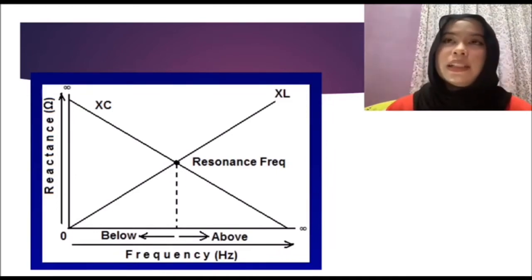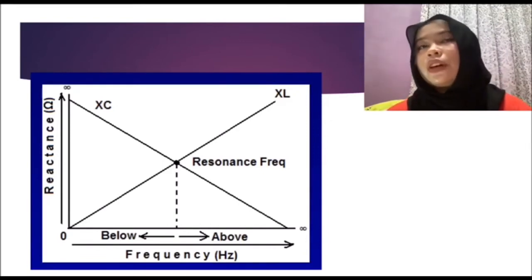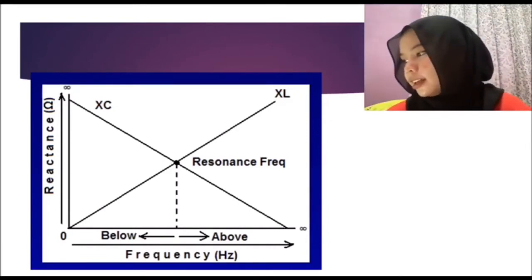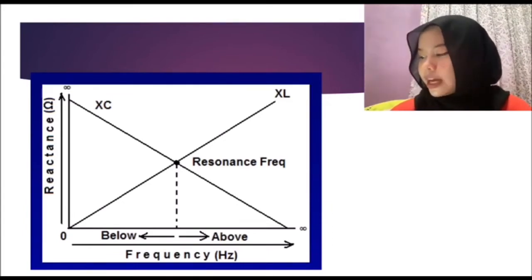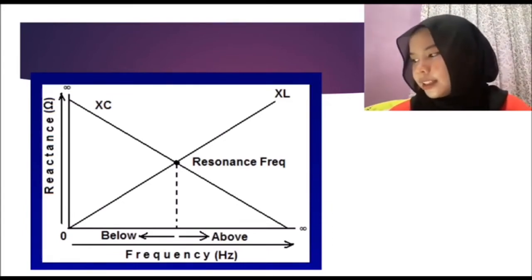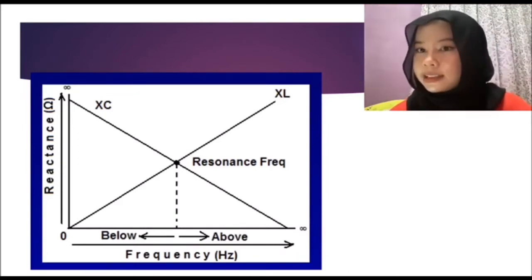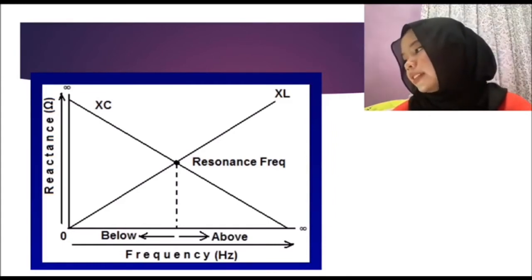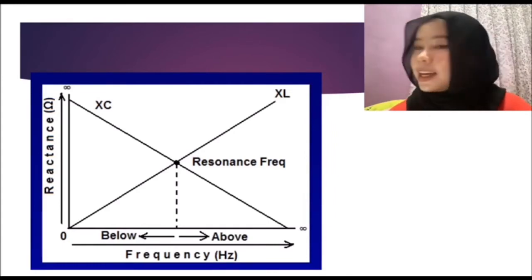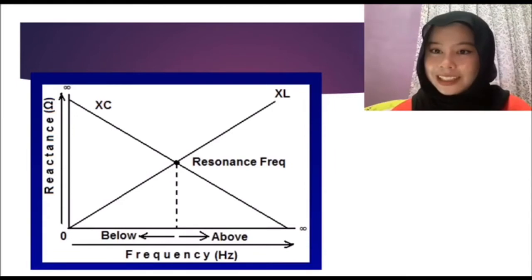You can see the picture shown is the graph of XC and XL, the reactance against frequency, below and above the resonance frequency. Below resonance, XC is obviously higher than XL, and above resonance, XL is obviously higher than XC.